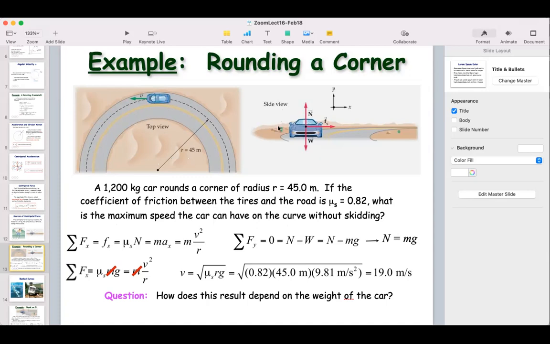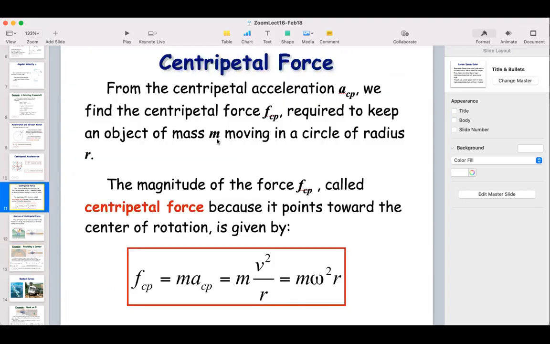Then if we look at the side view, we see that along the y-axis we have the normal force and the weight, exactly one going up and the other going down. And we are able to have the car going around the circular motion thanks to the fact that there is this friction. So here our friction is the force that we described before, the centripetal force.